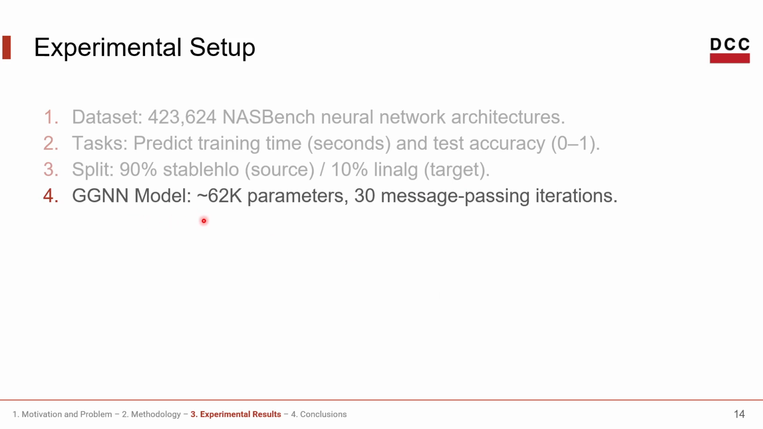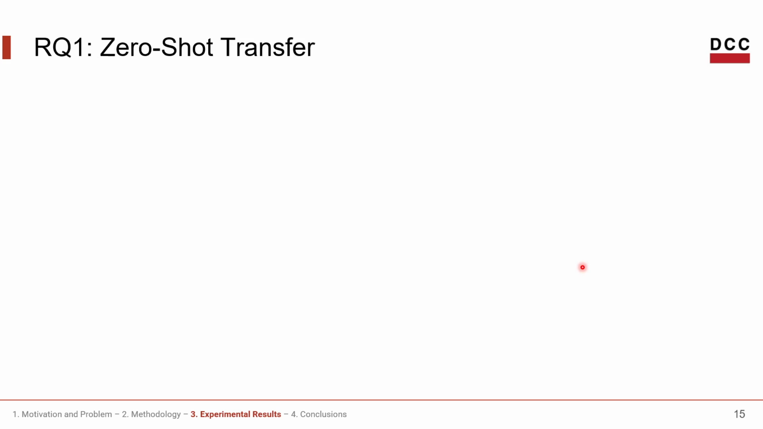And just some information about the GNN model. It has roughly 62,000 parameters, and I use 30 message passing iterations.